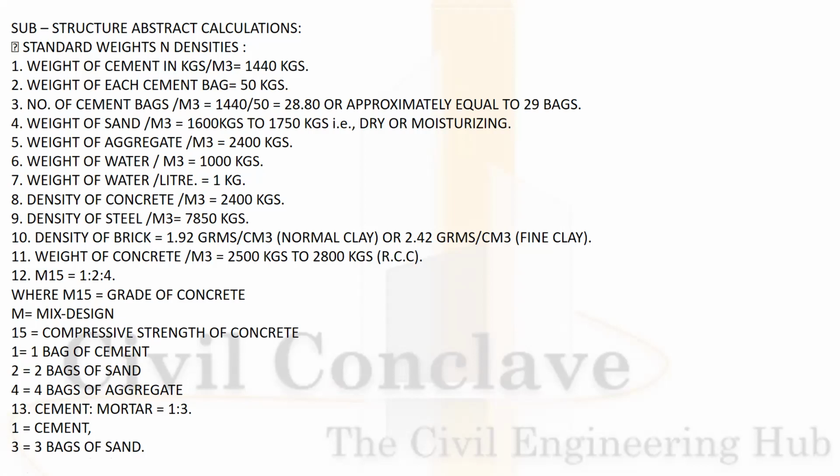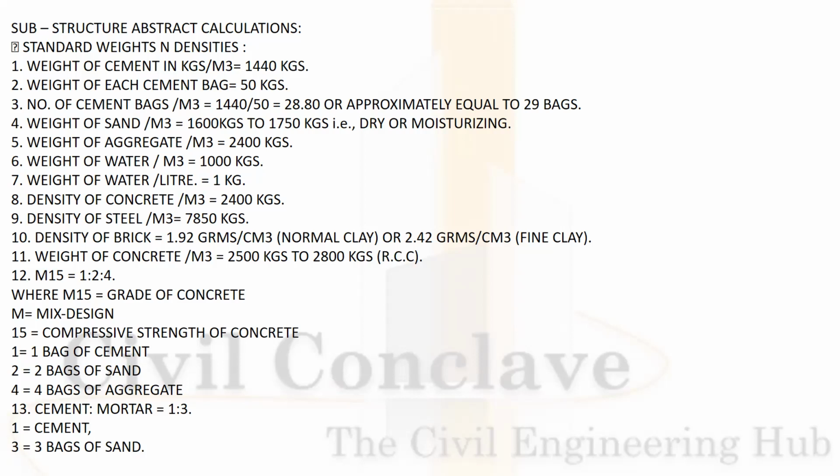Weight of aggregate 2400 kgs. Weight of water will be 1000 kgs per cubic meter. Weight per liter will be 1 kg. Density of concrete is 2400 kg. Density of steel will be 7850 kg. Density of brick is equal to 1.92 grams per cm cube, or 2.42 grams per cm cube for fine clay. Weight of concrete per m cube is 2500 kgs to 2800 kgs if it is RCC.